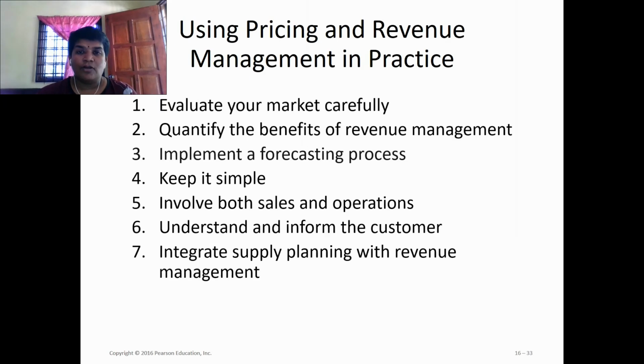Using pricing and revenue management in practice. Okay, so first you need to evaluate your market carefully. That's why I said when you want to differentiate the segment, you have to thoroughly know the behavior of the segment. Second, quantify the benefit of revenue management. Yes, numbers are the promising values. Implement a forecasting process. Keep it simple, involve both sales and operations, understand and inform the customer, and integrate supply planning with revenue management.